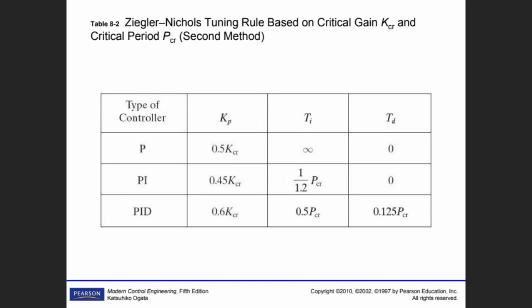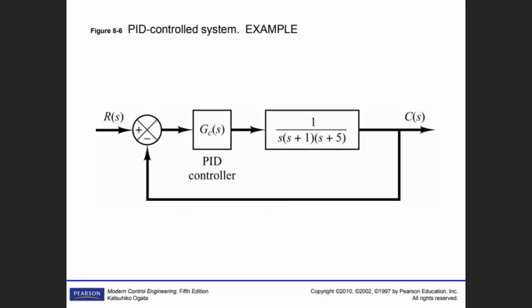There's a problem now. We are going to solve it together. What would be the GC, the PID controller, for this control system? Can you draw the root locus of it? I can easily.